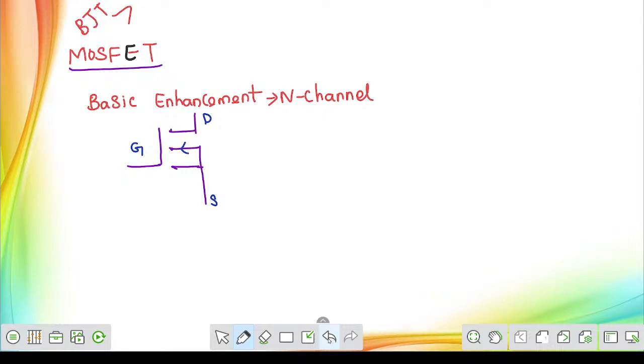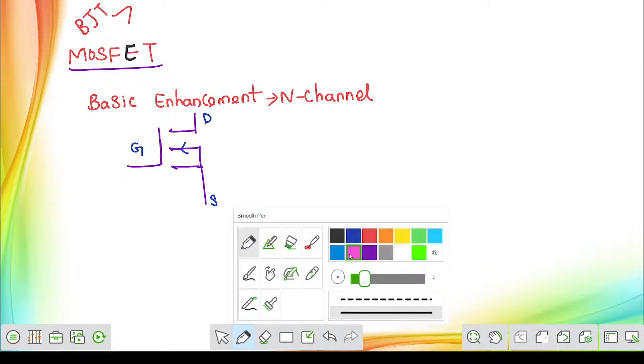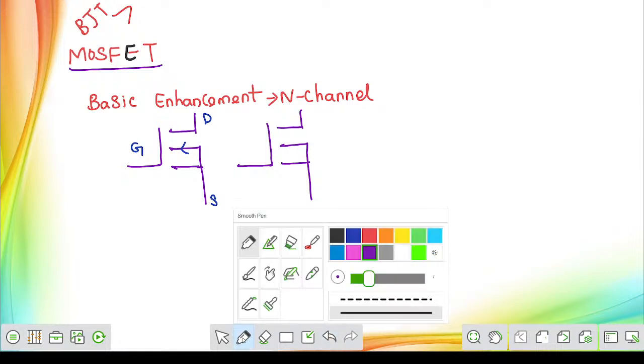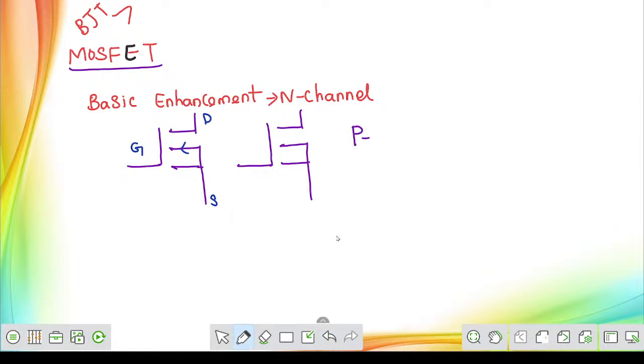Now the basic enhancement P channel MOSFET. If I have a P channel, then the same symbol can be taken, but there is a small difference. It is represented in the same pattern, but you can observe a slight variation, in terms of the direction of the current only. The first one, I said, is the N channel MOSFET. If you want to consider it as a P channel MOSFET, you just have to reverse the direction of the current. So the P channel MOSFET carries the direction of the current opposite to the original one. That's it. This is the basic difference between N channel and P channel MOSFET.